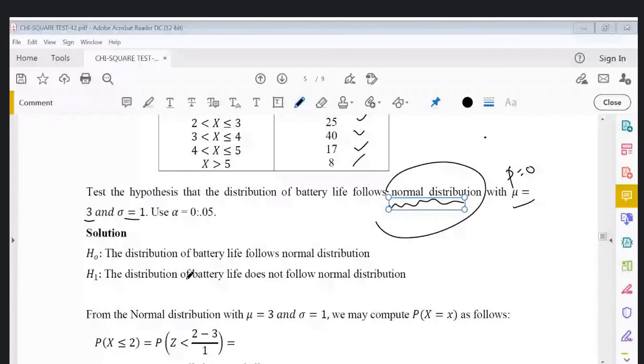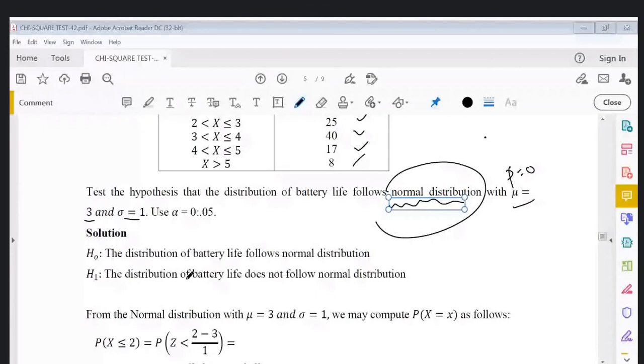Let us look at the process. We want to find the probability below 2, less than 2. Using the formula, Z equals 2 minus 3 over 1. What is the value? Z less than negative 1. Look at the normal distribution table if you forget. What is the value for Z less than negative 1 in the normal distribution?